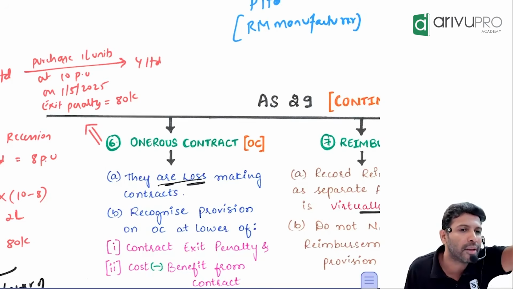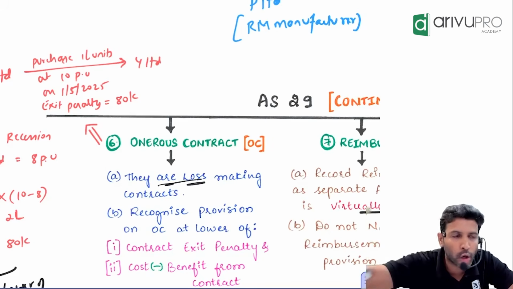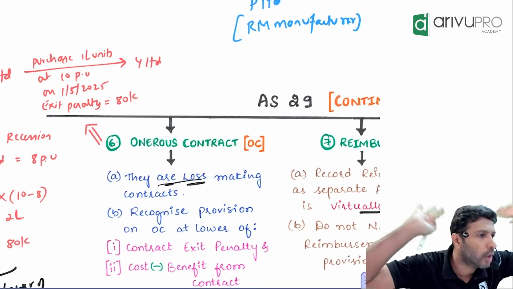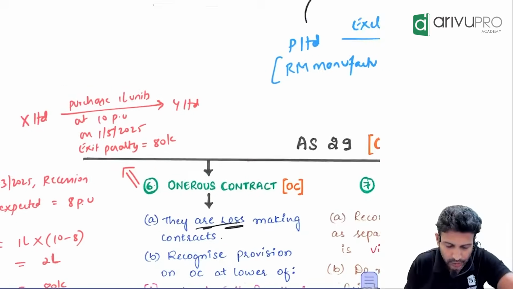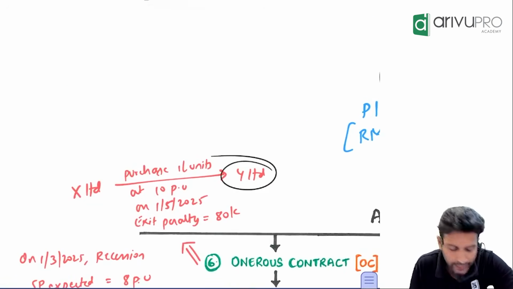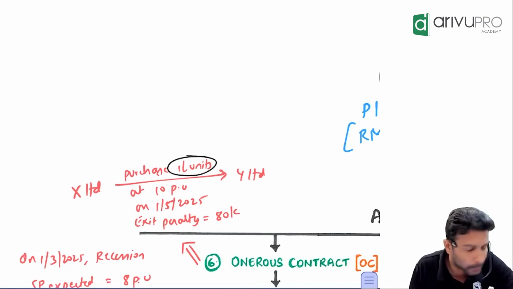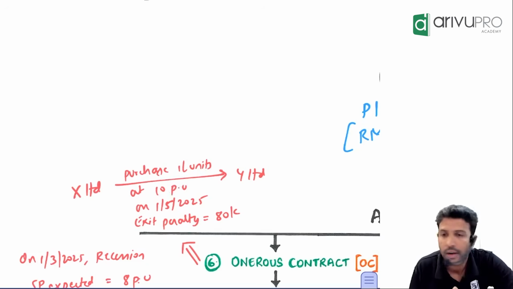Onerous contract simply means what? Loss-making contract. Whichever door you open, it is loss. Let's take a small example. X Limited has made a contract with Y Limited that they will buy 1 lakh units of a particular product. At what price? 10 per unit.